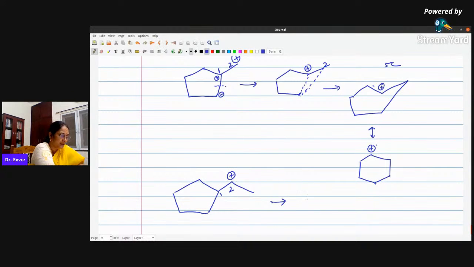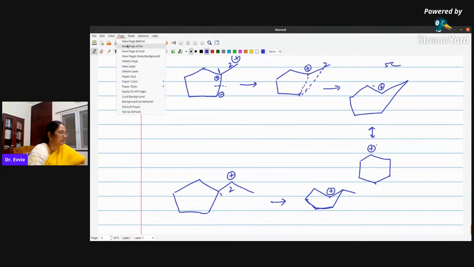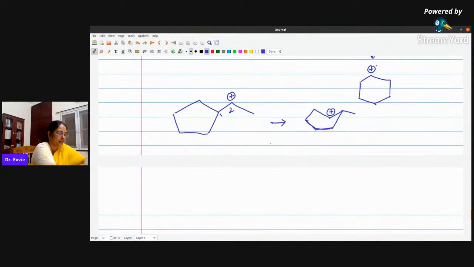You can see the mechanism. I don't want to write it again. So you will have like this. Like this, right? Then one group has got attached, so one more group is left and the positive charge will move here. Okay, so this can always be written as, so we can write a 6-membered ring. Okay, there's a group here, that is this one, and the positive charge of this.